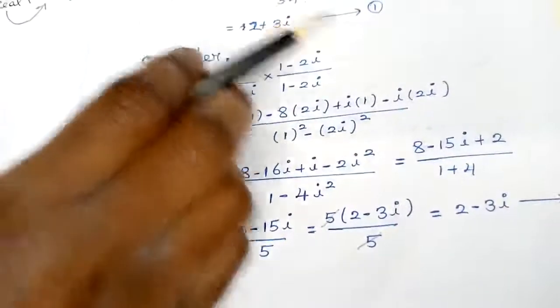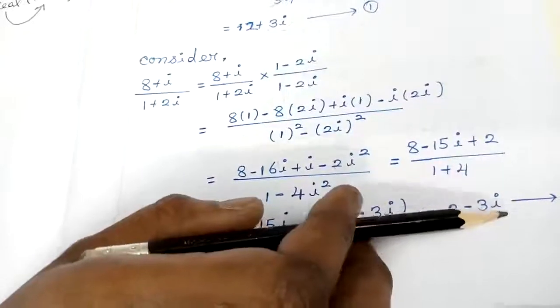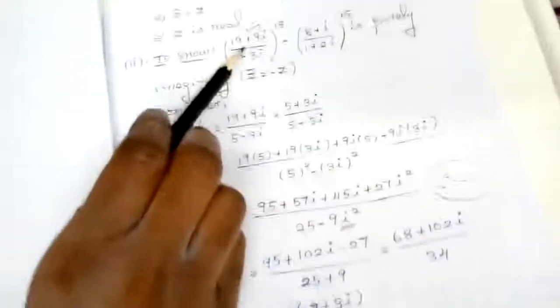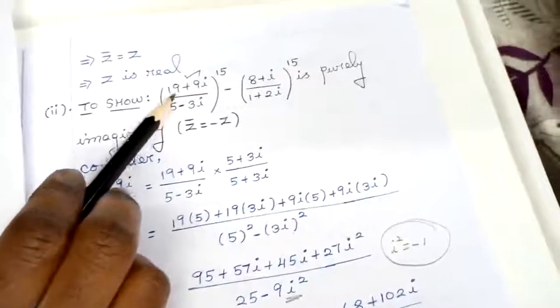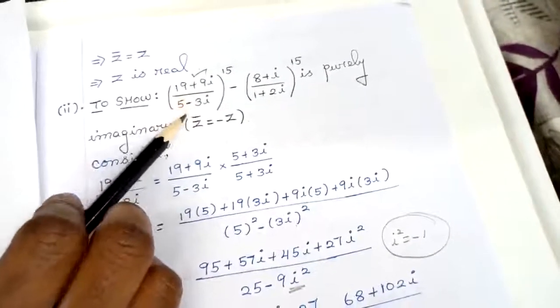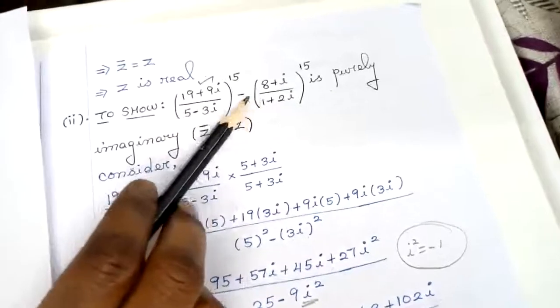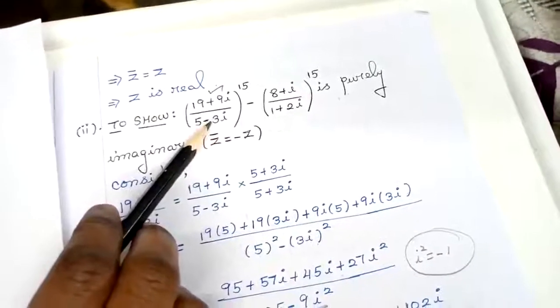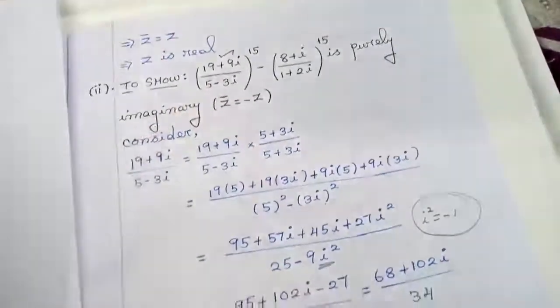Equation 1, equation 2. I am simplifying the fraction. I'm just making this question in a simpler form, rectangular form. Only then am I going to start my calculation. First I'm simplifying the given complex number fraction into rectangular form. Then I'm going to start my calculation now.